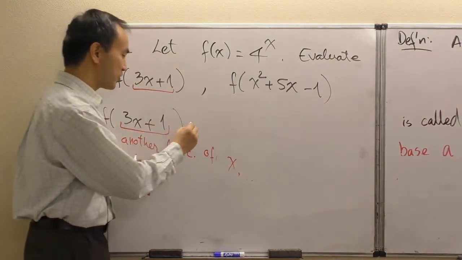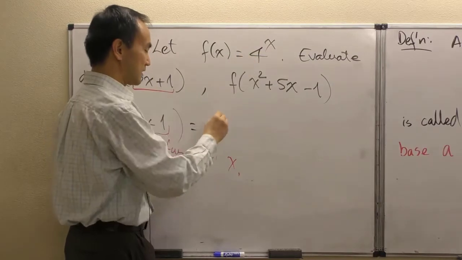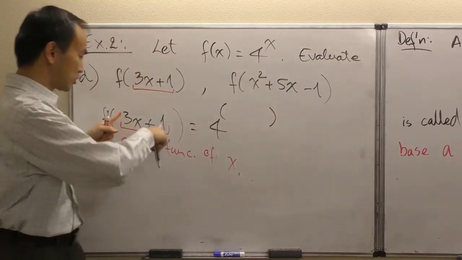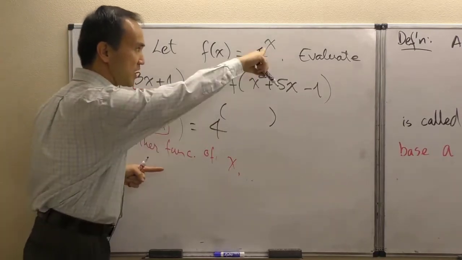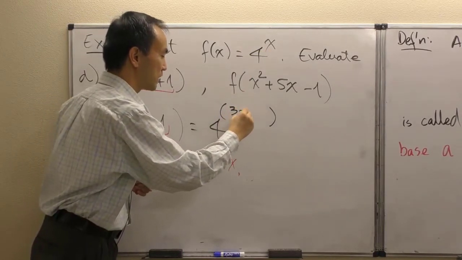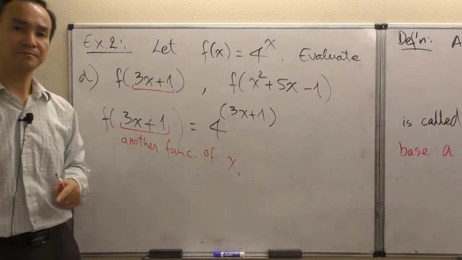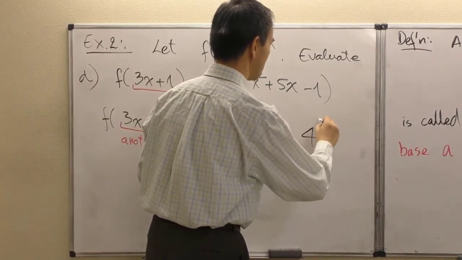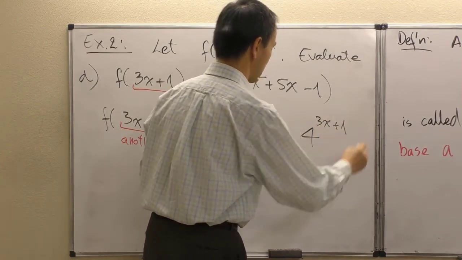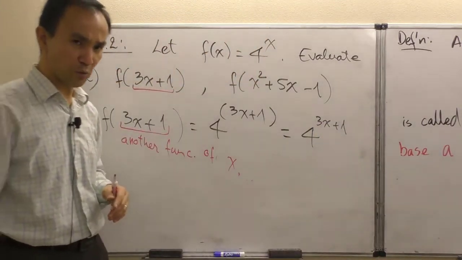So now our function is 4 to the x. Now I'm going to substitute the x. I'm going to throw the entire function of x here, the entire 3x plus 1, in place of my x. So 3x plus 1, now substituting for it. All right, and so now in this case it's going to be 4 to the 3x plus 1. 4 to the 3x plus 1.